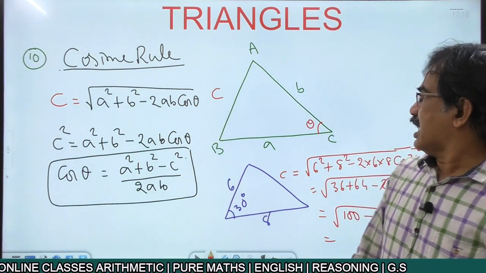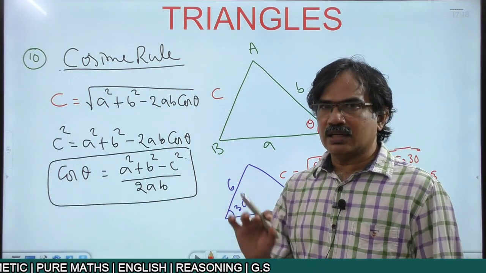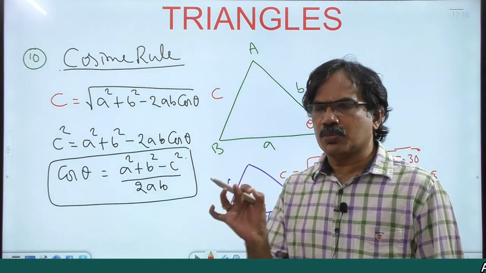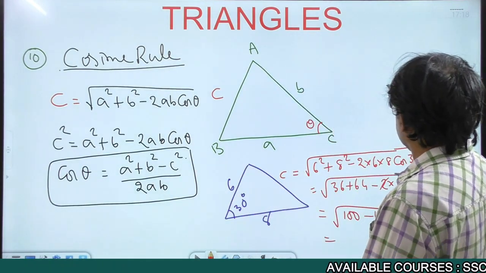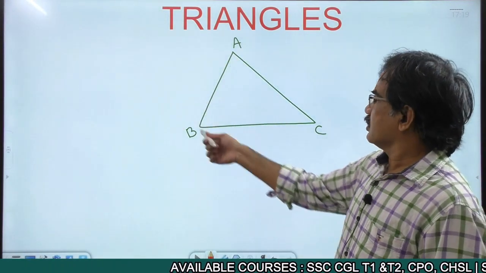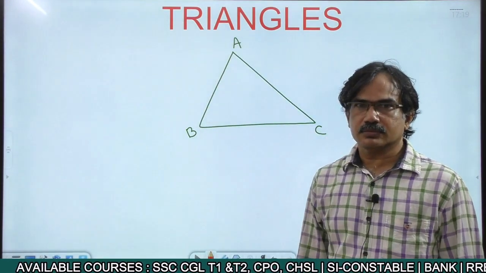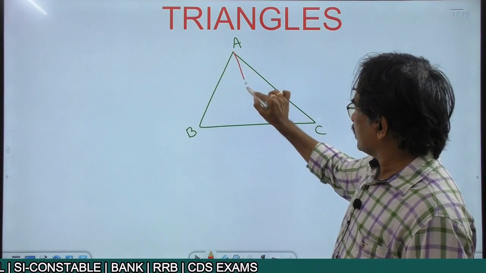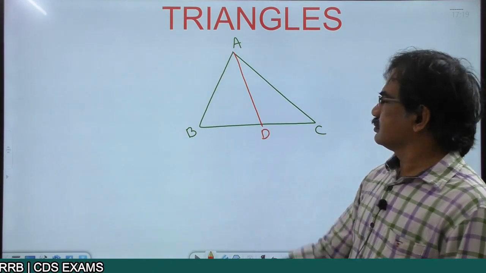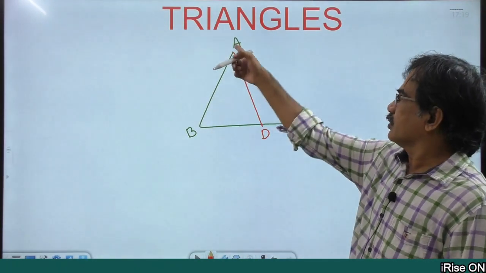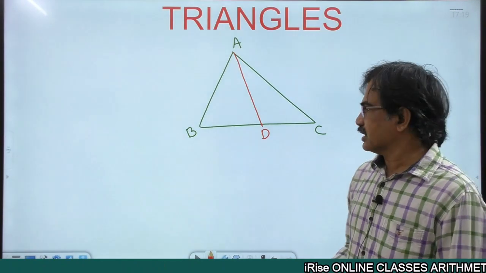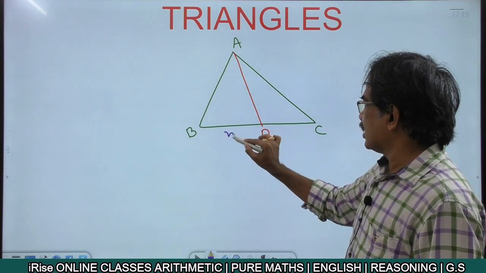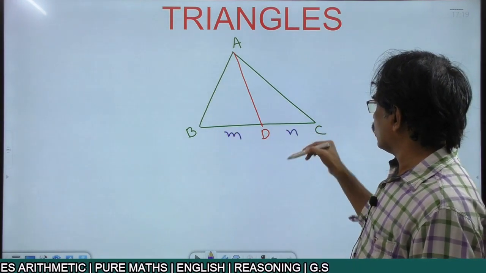Understood? And I want to give one more point related to this cosine rule. Listen carefully, very important point. See the point. This is a triangle ABC. I want to draw a line from A that intersects BC at D. A line drawn from A intersects BC at D such that BD is equal to M units, DC is equal to N units.